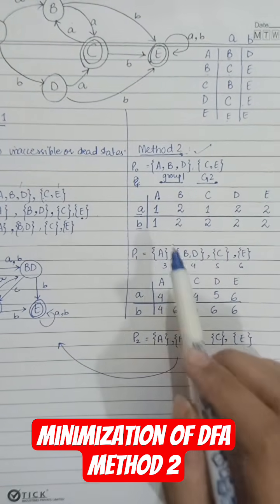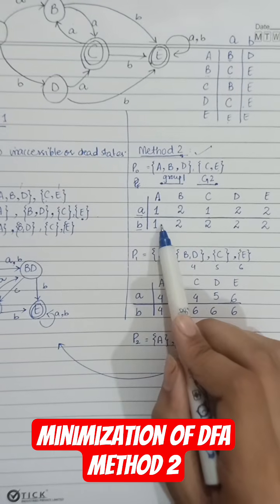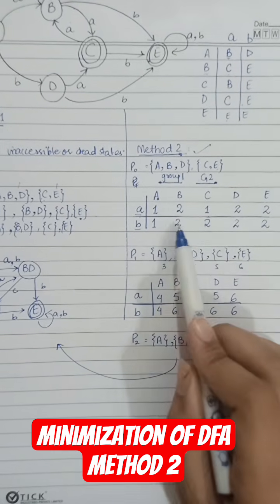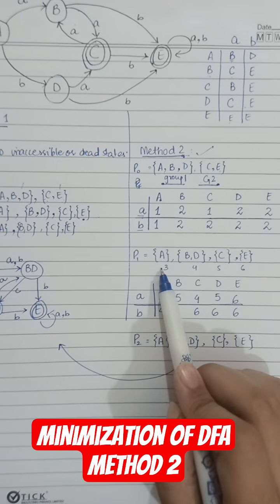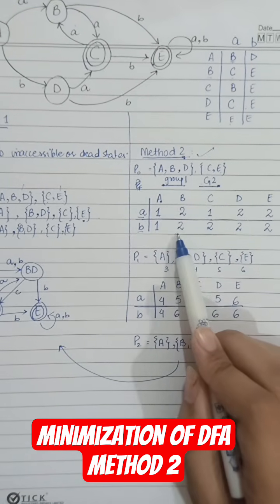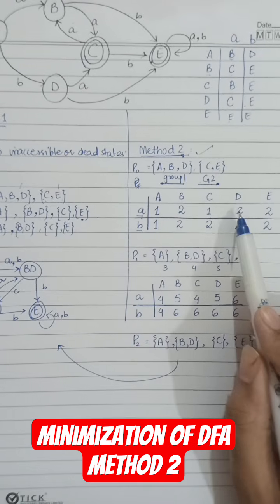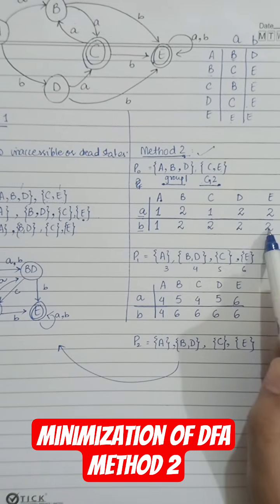Next step, 1 and 1. Do we check over here? Is there another 1 and 1 available? No. So it is a separate state. Then we check for B. B says 2 and 2. We match. There's 2 and 2 and there's 2 and 2.